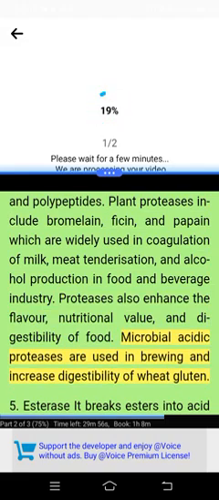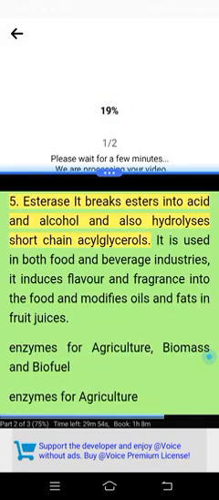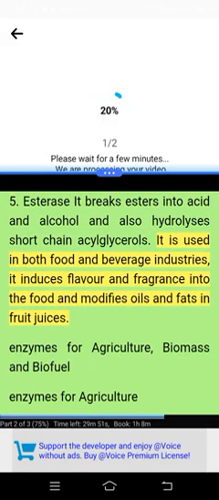Microbial acidic proteases are used in brewing and increase digestibility of wheat gluten. 5. Esterase. It breaks esters into acid and alcohol and also hydrolyzes short-chain acylglycerols. It is used in both food and beverage industries. It induces flavor and fragrance into the food and modifies oils and fats in fruit juices.